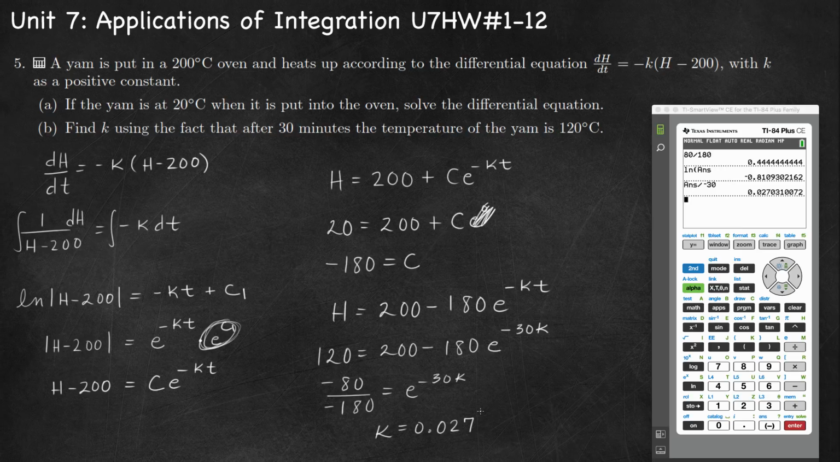We weren't asked to go further. We could now go back to our general solution or our particular solution and sub in 0.027 for k, but part B is just asking us to find k, so we'll stick with that.